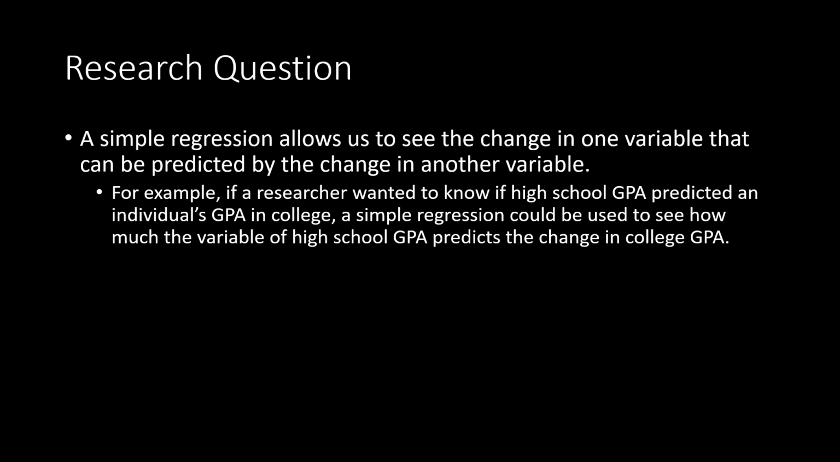A simple regression allows us to see the change in one variable that can be predicted by the change in another. For example, if a researcher wanted to know if high school GPA predicted an individual's GPA in college, a simple regression could be used to see how much of the variable of high school GPA predicted the change in college GPA.